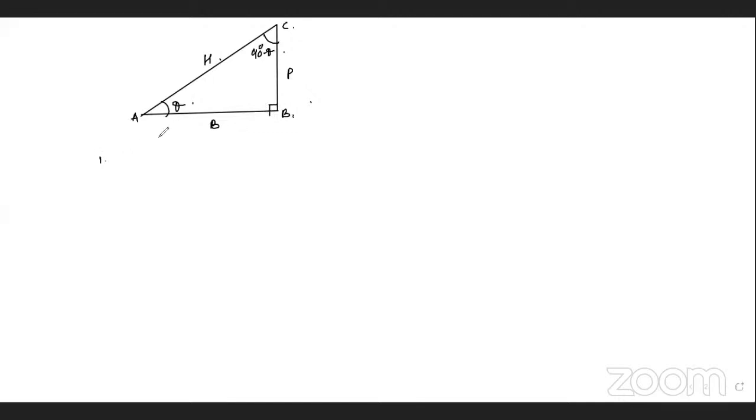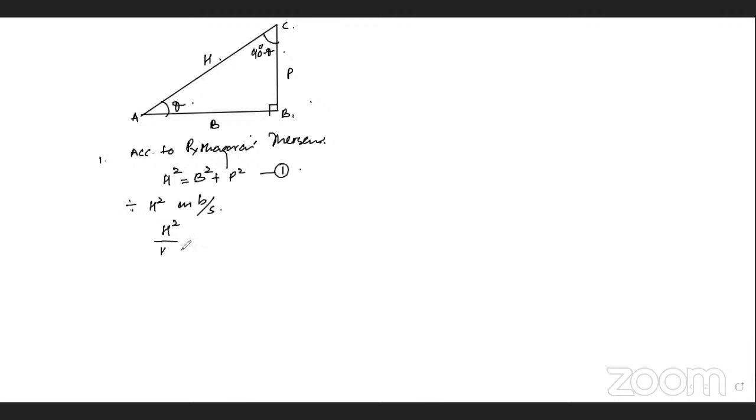So number one, according to the Pythagoras theorem, what is that? Pythagoras theorem is simply h square is equal to b square plus p square. Okay, this equation first. Now we can divide this equation one by one, first by dividing by h square on both sides. Dividing by h square on both sides, what do we have?